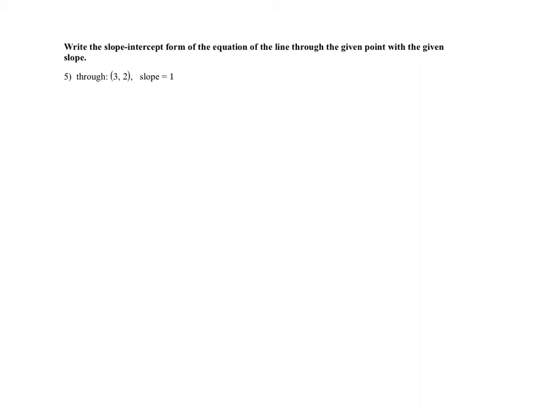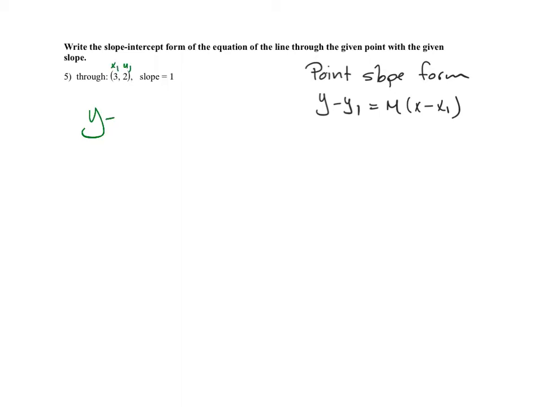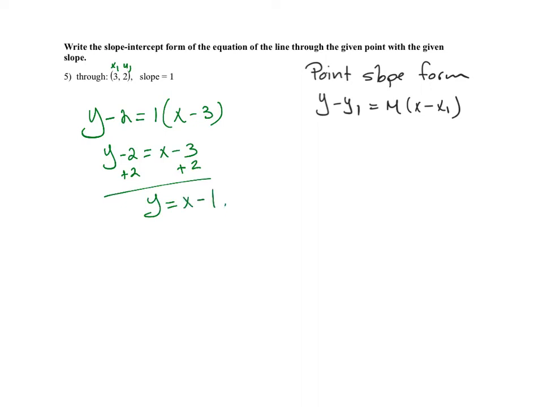Now the slope-intercept form given the information. For this one, it's easier to start with the point-slope form. This point-slope form is y minus y1 equals m times x minus x1. I use this one when it's giving you a point and the slope. So y minus 2 (this is y1, this is x1) equals 1 times x minus 3. So y minus 2 equals x minus 3, plus 2 on both sides. So y equals x minus 1.